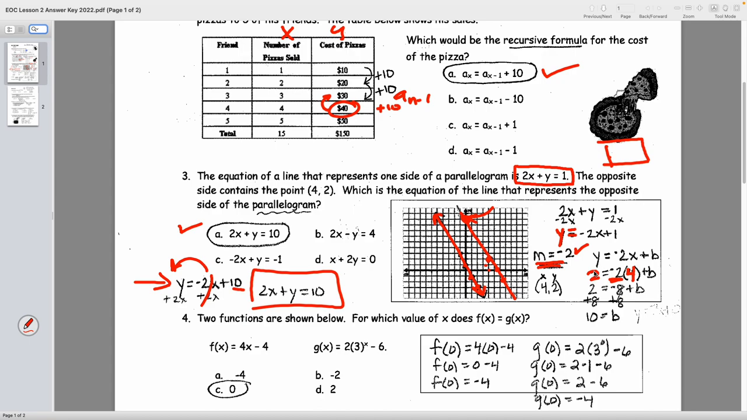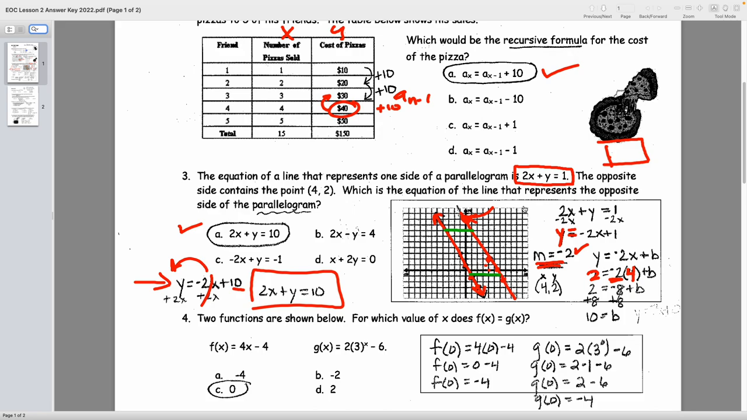Now you may say, well, I don't see a parallelogram. It's talking about a parallelogram. But that's because they only were talking about two sides. There's other sides, they just didn't talk about it. Maybe here and here. I don't know, it doesn't matter. They just wanted us to look at those two sides that they referred to there.